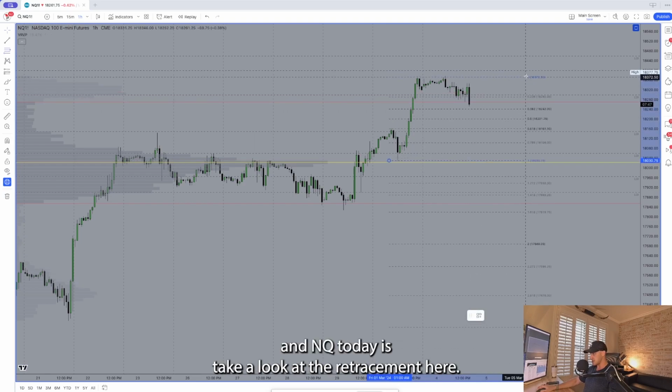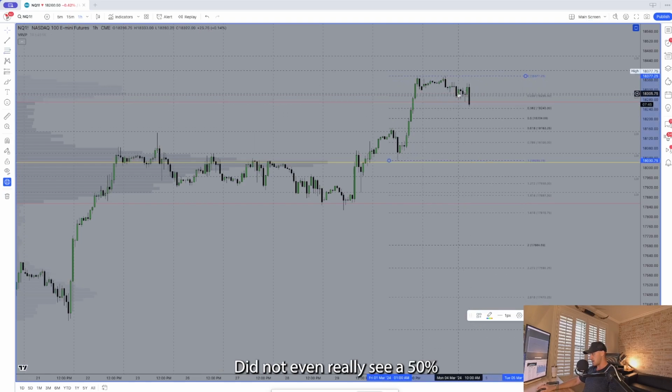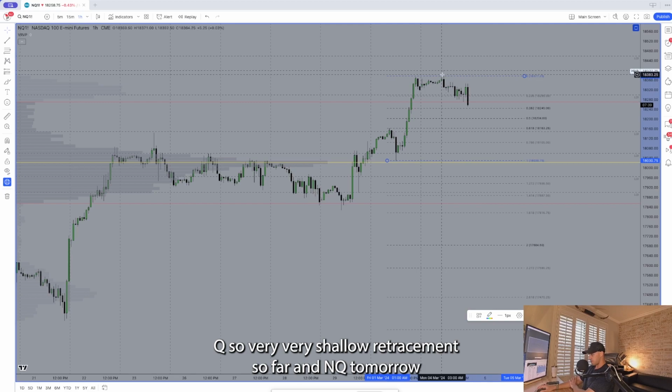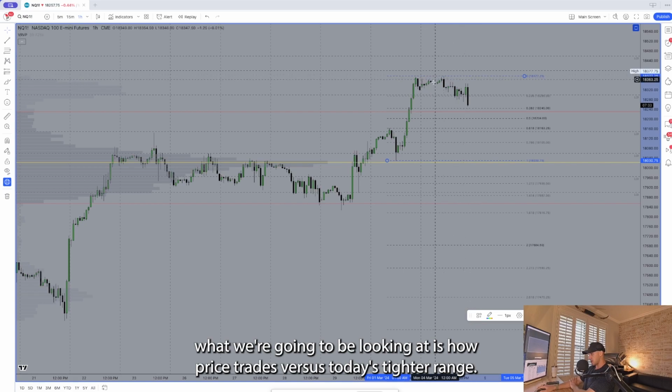Let's take a look at the retracement here. Did not even really see a 50% or 61% retracement in NQ. So very, very shallow retracement so far in NQ. Tomorrow, what we're going to be looking at is how price trades versus today's tighter range.